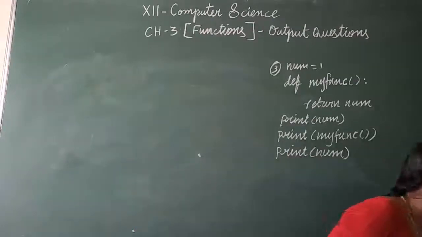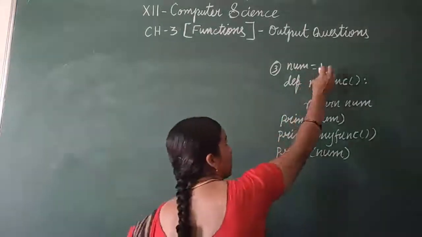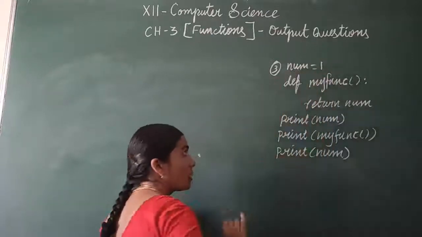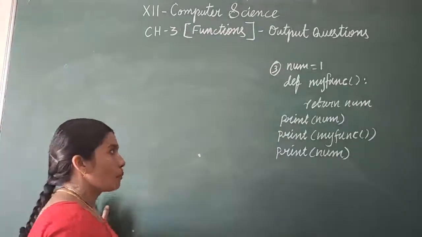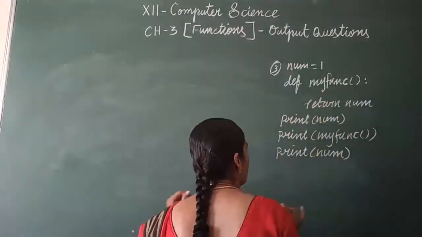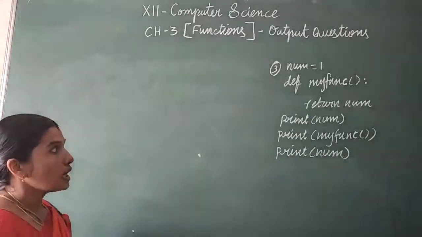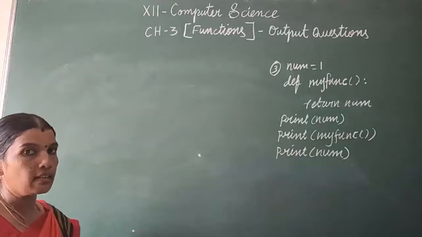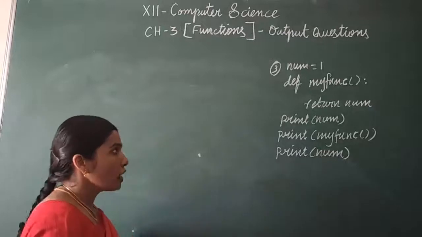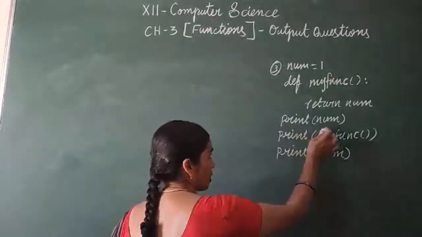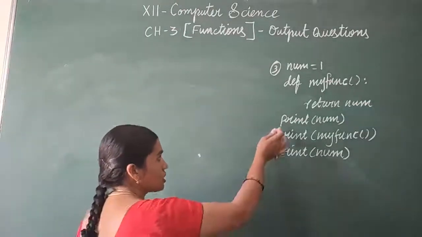Okay, let us see. First, we assign the value 1 to the variable num. This is the function header. The function definition will execute, that means it checks whether we used the proper function header or not. After that, the control will move here, because program execution begins with the main segment. So this is the main segment.